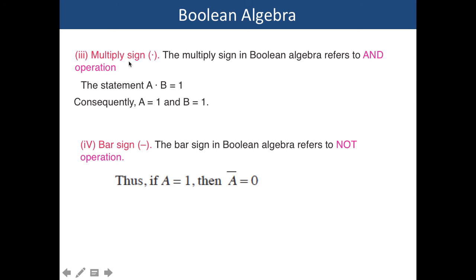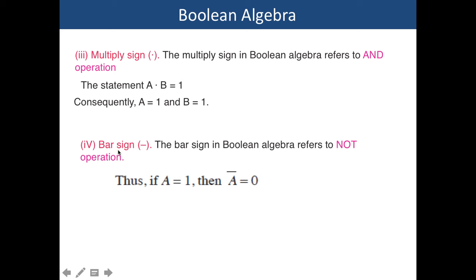Third symbol is multiply sign, dot. The multiply sign in Boolean algebra refers to AND operation. The statement A dot B is equal to 1 means A is equal to 1 and B is equal to 1. Dot means AND, plus means OR.